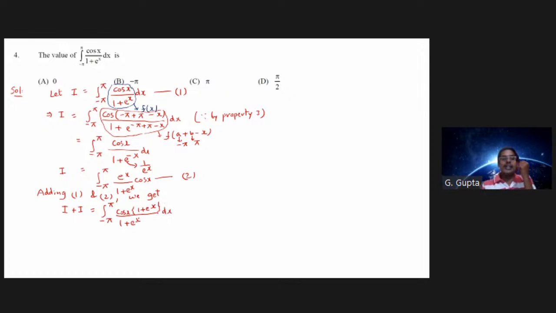So these two cancel. Simply you will be getting minus pi to pi cos x. So cos x simple integration, or you can apply again the odd-even function. Cos x is an even function. So 2 into 0 to pi cos x dx. Cos x integration is sin x, between the limits 0 to pi, pre-multiplied by 2, sin 0 is 0, sin pi is 0. So this is 0. So 2I is equal to 0, therefore I is equal to 0. I means the given integration.